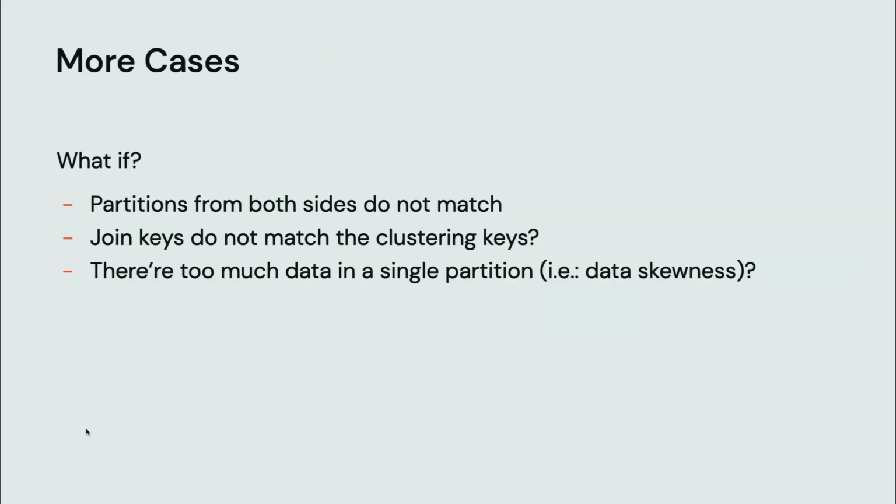But that's a really, really ideal use case, right? In the real world, you may have many more cases. What if the partitions from both sides of the join do not match? Maybe the numbers do not match, or something else. What if the join keys in my query do not match the partition keys? And lastly, what if I have too much data in a single partition? If I have data skewness, how do you solve the problem? Let's look at those cases one by one.